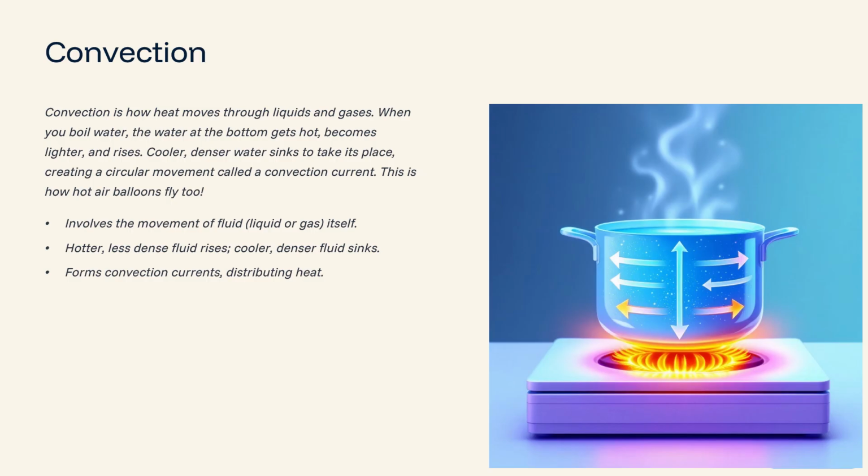Second, convection. Convection is how heat moves through liquids and gases. When you boil water, the water at the bottom gets hot, becomes lighter and rises. Cooler, denser water sinks to take its place, creating a circular movement called a convection current. This is how a hot air balloon flies too. As the diagram in the picture shows, it happens like this.